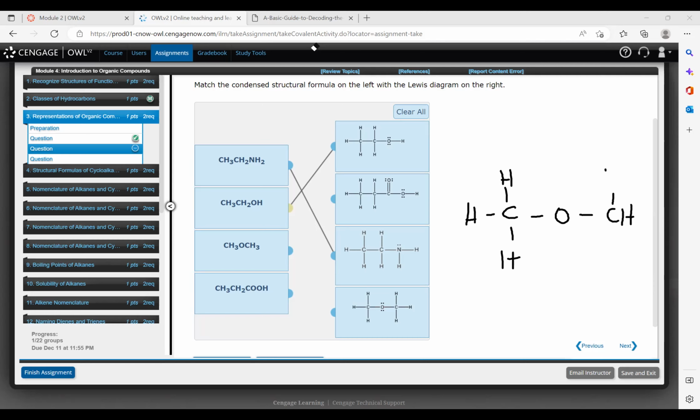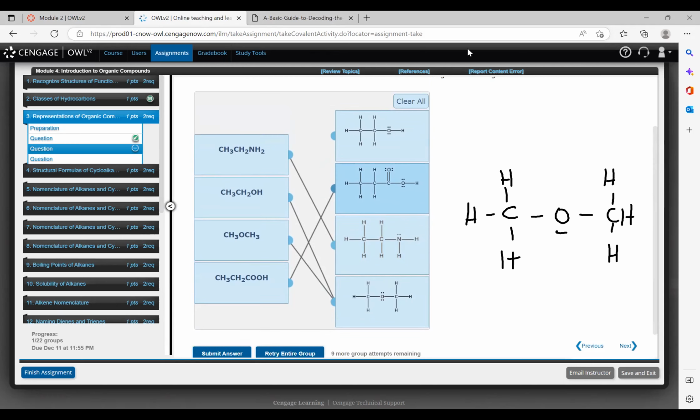OCH3. This is what's making what's known as an ether. So there's a carbon on either side of that oxygen. And that would be this guy here. And then finally, we would be dealing with this carboxylic acid here.